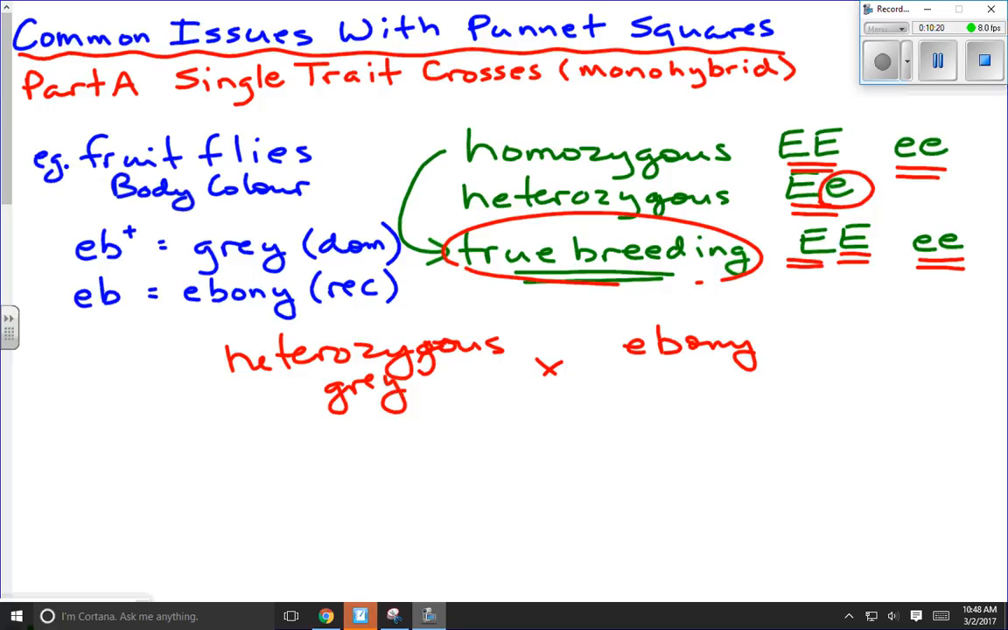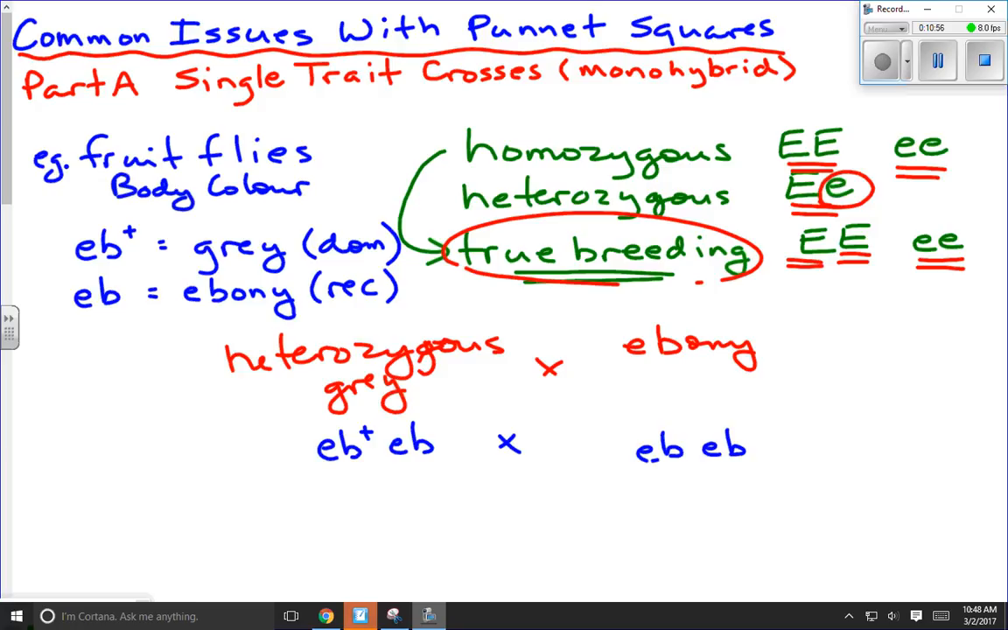For example, a heterozygous gray fly would just be EB positive. We put the dominant allele first, and then the recessive allele second, times ebony body fly. Well, we're not told that the ebony body fly is true breeding or homozygous or heterozygous, but to have ebony body, it would have to be homozygous because that's a recessive trait. So we just write that out as EB. Now, let's not confuse it with a two-trait cross. The EB is a single allele. It's not an allele E and an allele B. It's a single allele called EB.